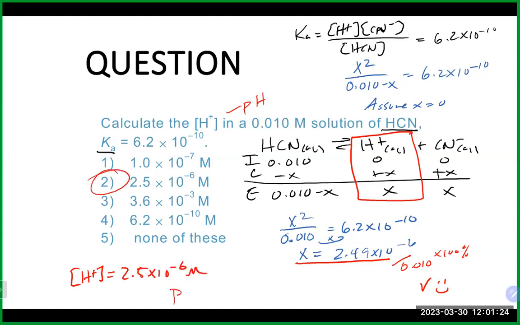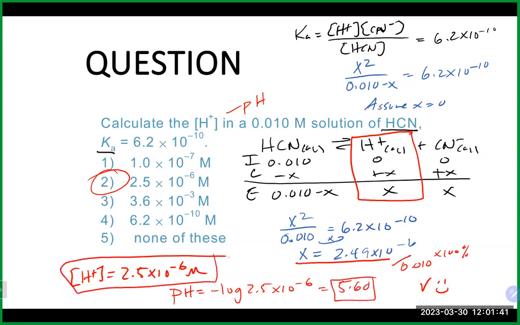That also would then allow us to calculate our pH, which in this case looks like it would be 5.60. Any questions on any part of that there? Yeah.